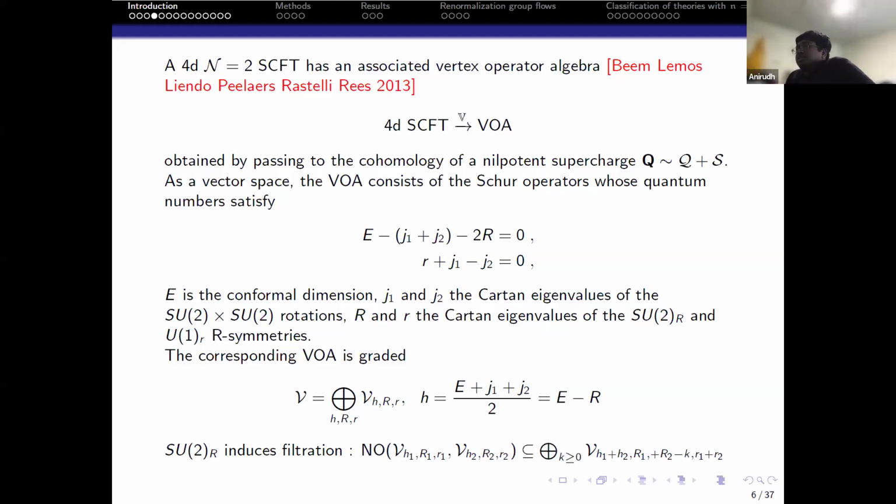So there's a small subtlety here: this SU(2)_R is actually a filtration and not just a grading, because if you take normal ordered products of two objects, the R charge of that object in the VOA can be less than the sum of R charges, that is R1 plus R2. So this normal ordered product belongs to this direct sum. This will be important when we discuss the classification. This is in fact a filtration and not a grading.